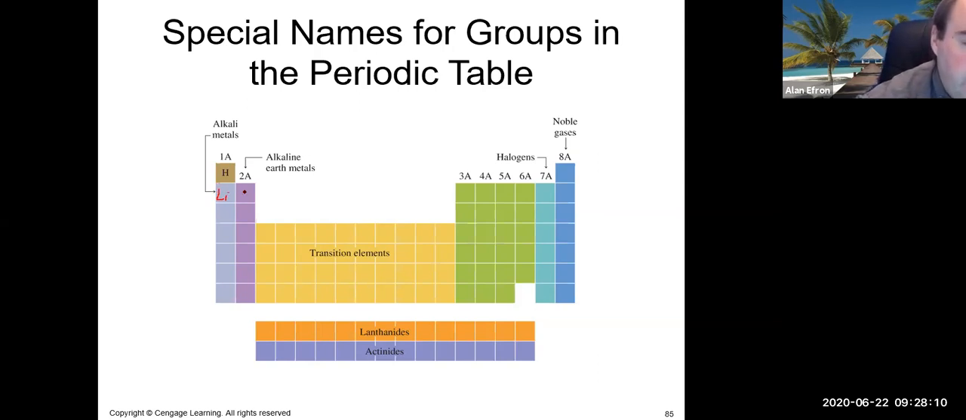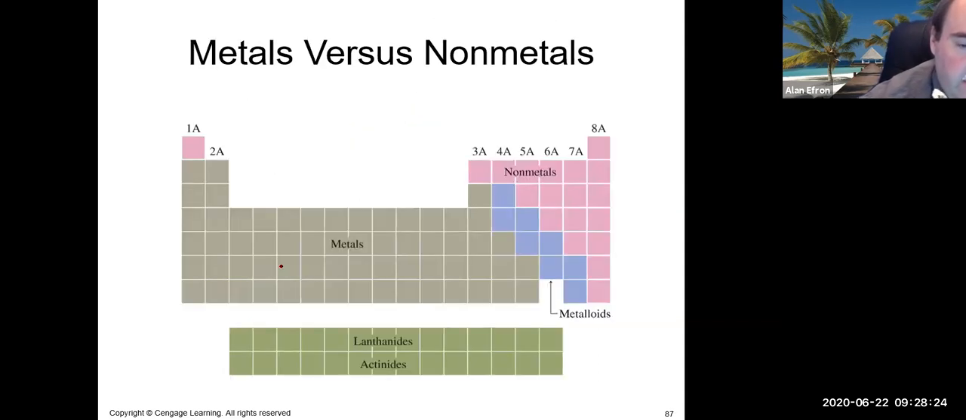Alkaline earth metals, the halogens, and the noble gases. There's our transition metals, as you can see here. And again, our lanthanides and actinides, which go in this region of the periodic table. Here are the breakdowns of the different groups that we talked about.